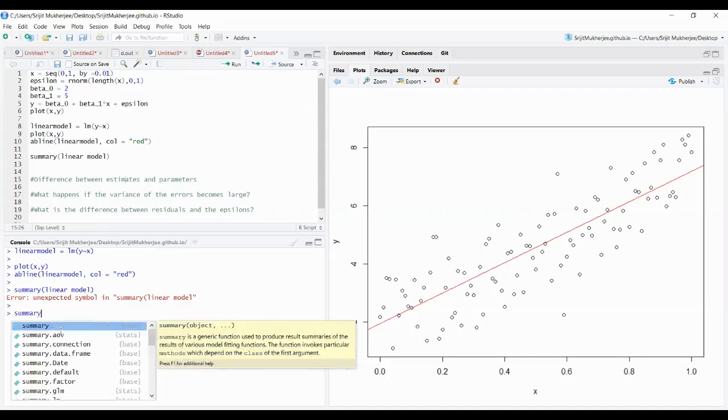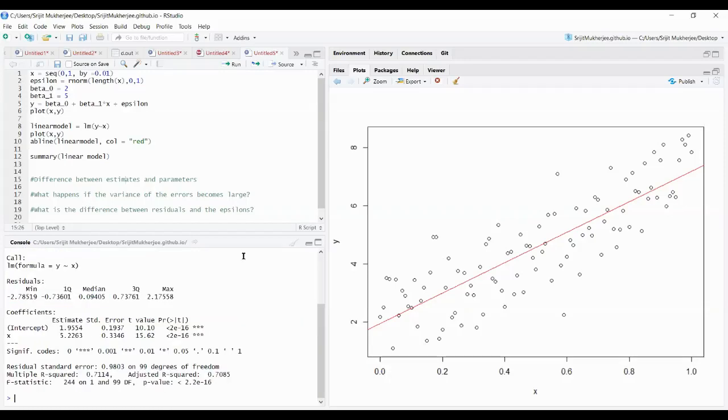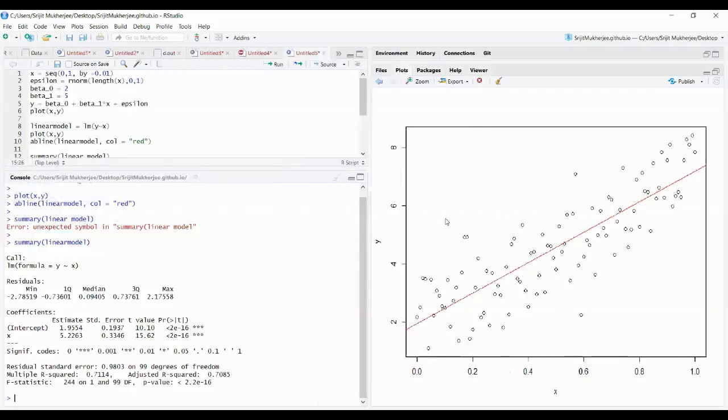Summary of linear. Oh, wow, there's space. I've given a space. Yes. Now observe this very carefully. Let me zoom in a bit.